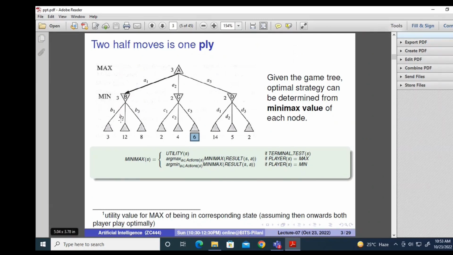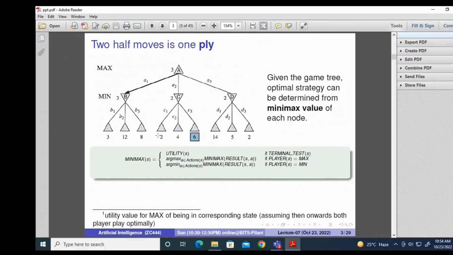So you expanded this and found 3, you expanded this and found 12, you expanded this and found 8, and after that you decided that if I take this action I would be getting 3. So while evaluating this particular move, when you came here, you evaluated it and found the value is 2.